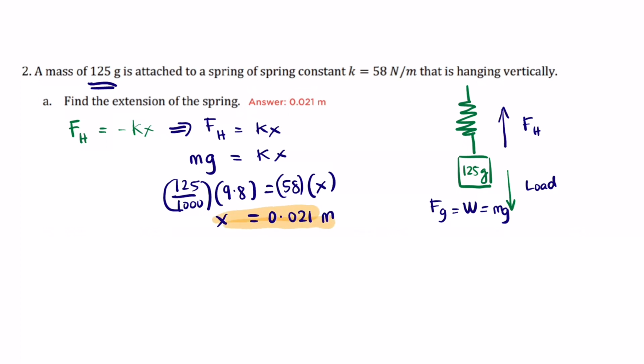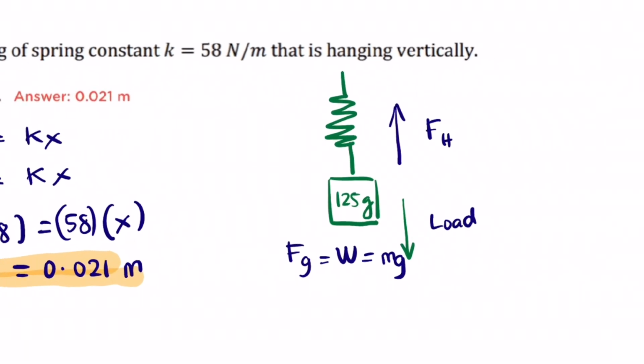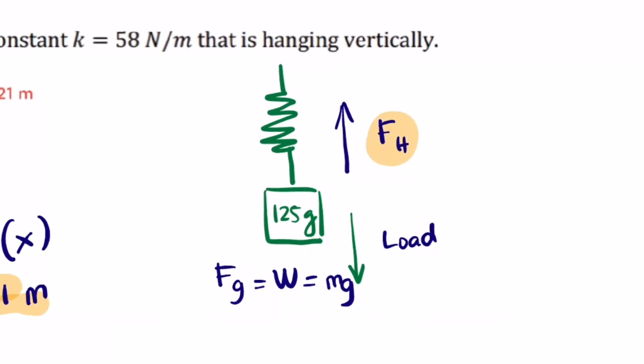So once again, we need to remember that the magnitude of the spring force is just equal to the magnitude of the load or the applied force on the spring. So in this case, the applied force on the spring is just equal to the weight of the hanging object, and therefore the weight of the hanging object will be equal to the spring force.